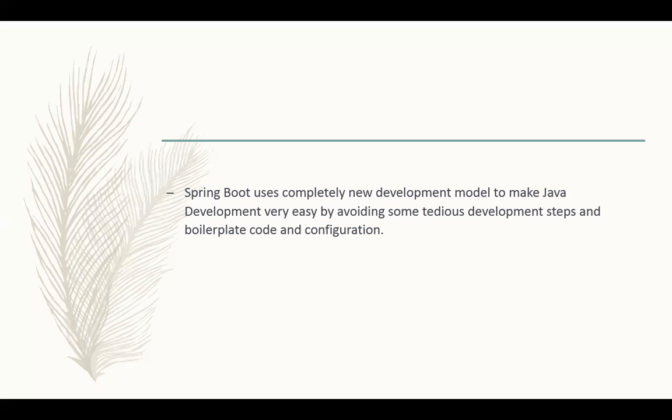In the POM file, you need to add n number of dependencies. While you are adding the dependencies, you need to make sure that there is no conflict between them, so that the dependencies are compatible. If the dependencies are not compatible, then you will get major-minor version issues. Those problems are also resolved in Spring Boot. There are fewer configurations in Spring Boot, and boilerplate coding is removed. That is one of the basic advantages.